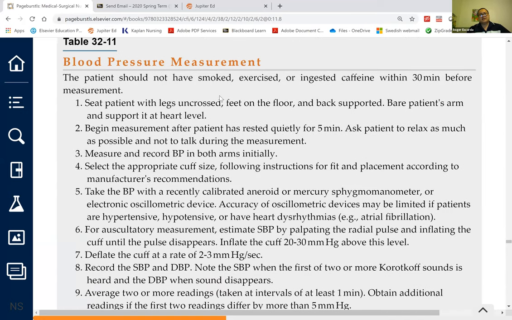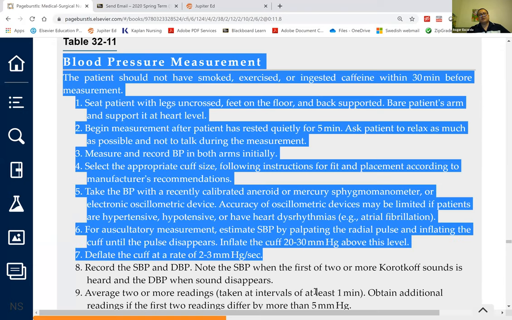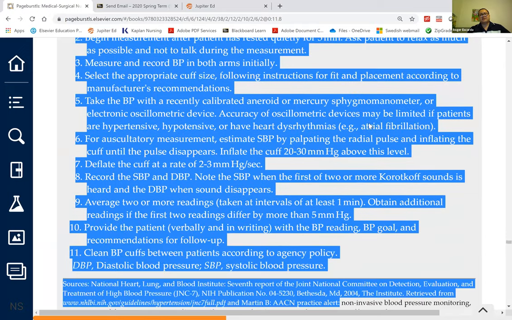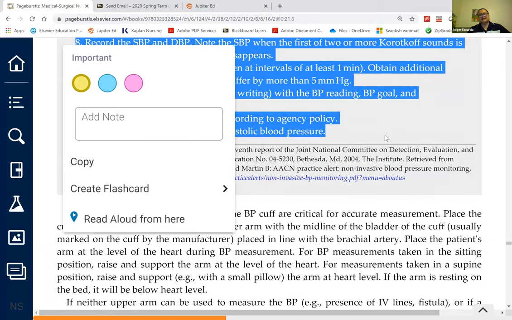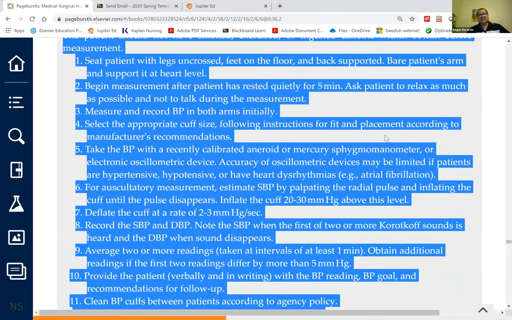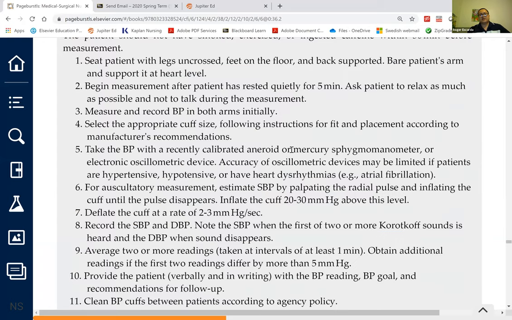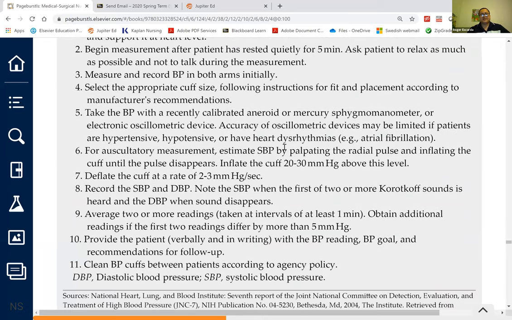Okay, so this may sound elementary, meaning, oh, I can't believe you will test this. Well, this is on the NCLEX, okay? So this will start with the correct procedure in taking a blood pressure. So this will also be on the exam.